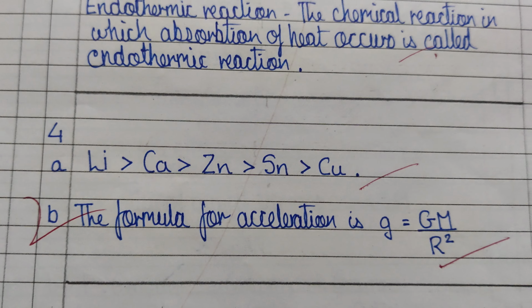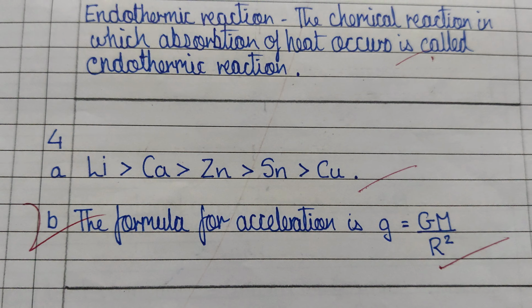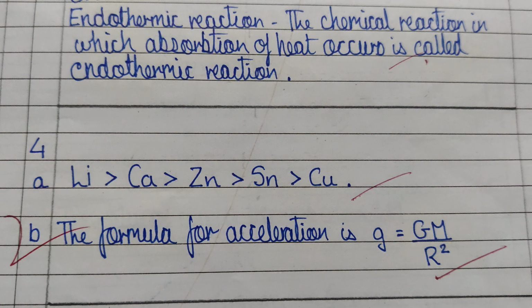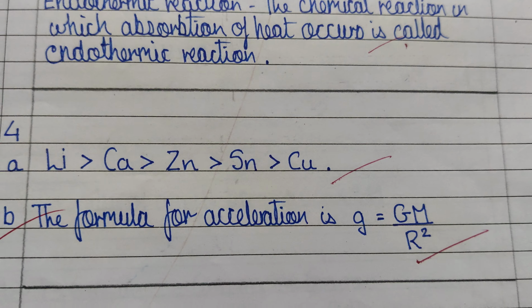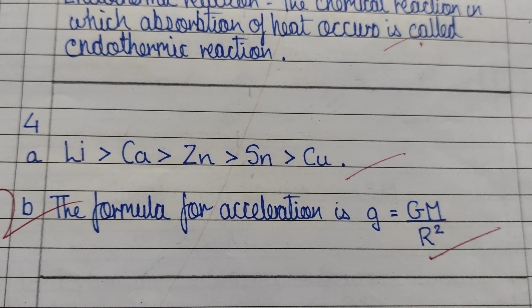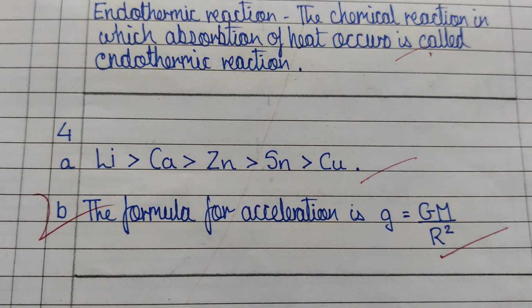The arrangement would be Li, Ca, Zn, Sn, Cu. The formula for acceleration due to gravity is g = GM/R².